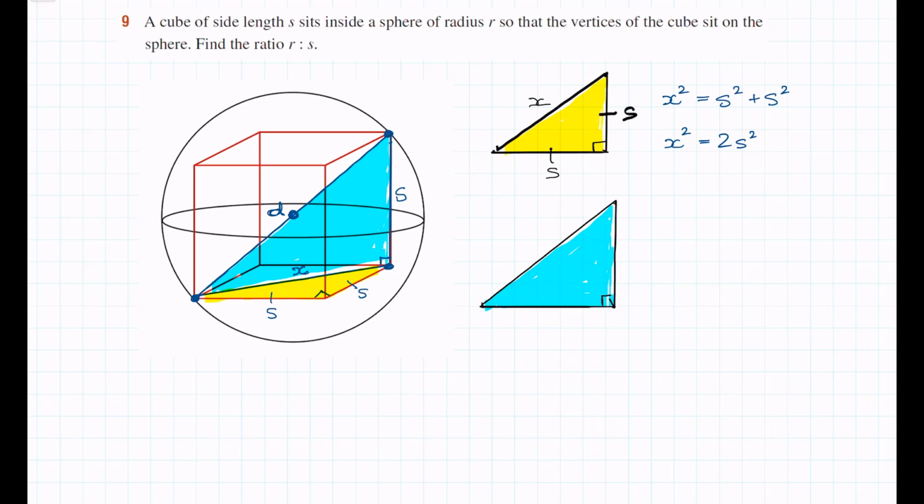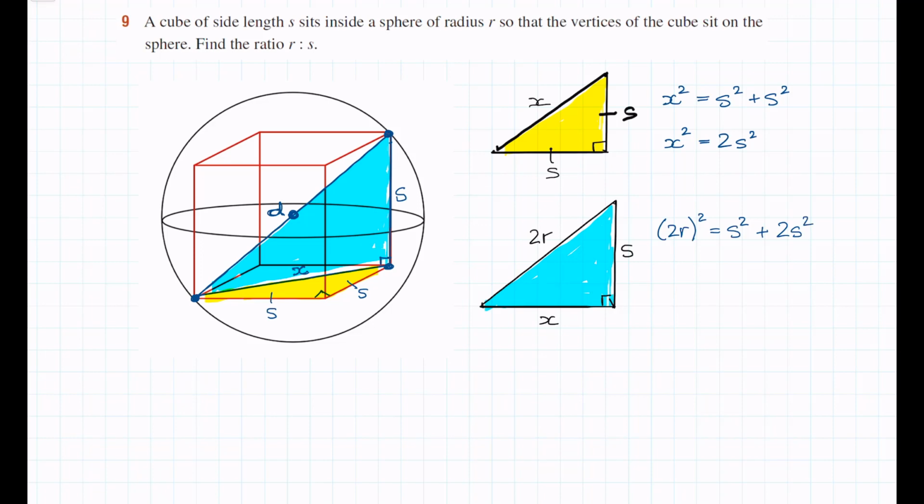So the dimensions of this right-angled triangle will be d, which we know is 2 times the radius. The diameter is 2 times the radius, so that's the hypotenuse. We have one of the sides which has a side length of s, and the other side length is x. Now if we use Pythagoras, the hypotenuse squared, so (2r) squared, is equal to s squared plus x squared, which we just worked out is 2s squared.